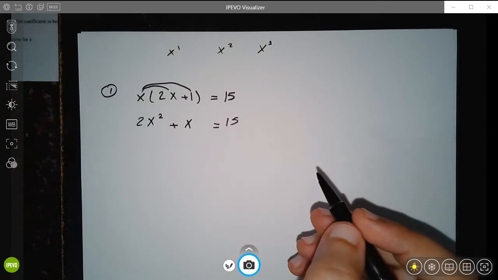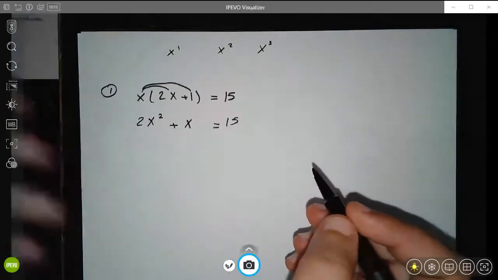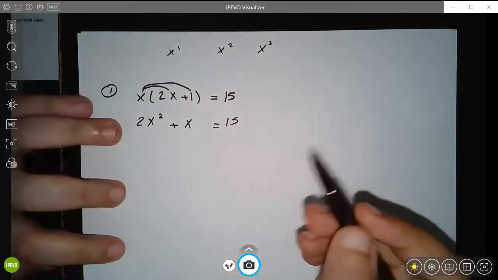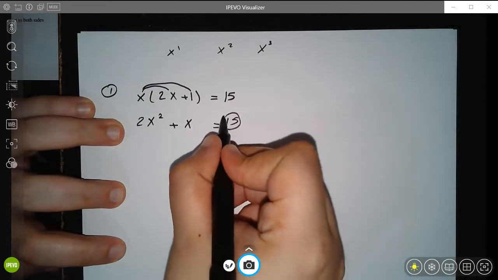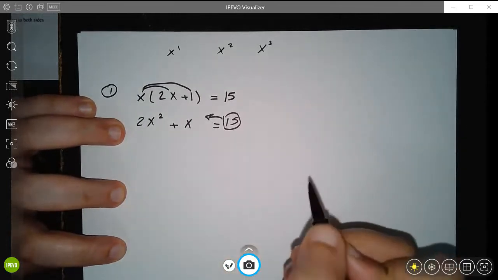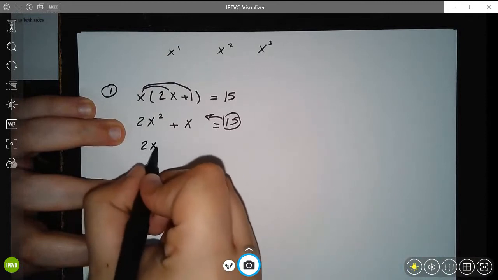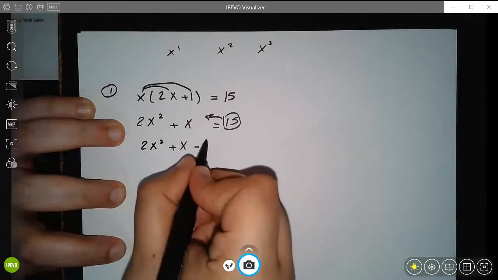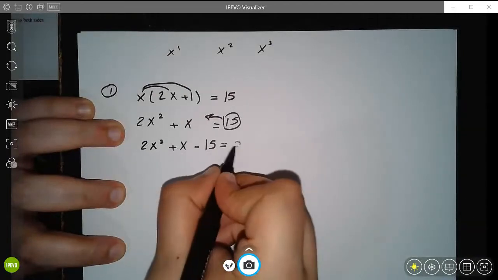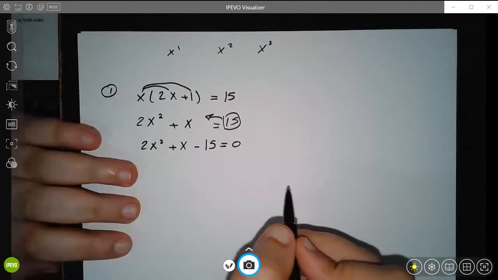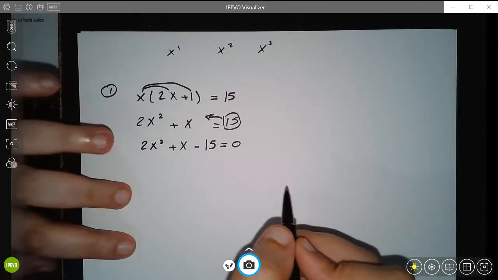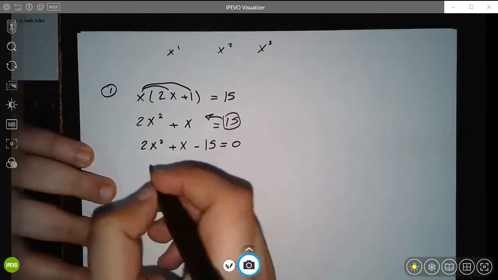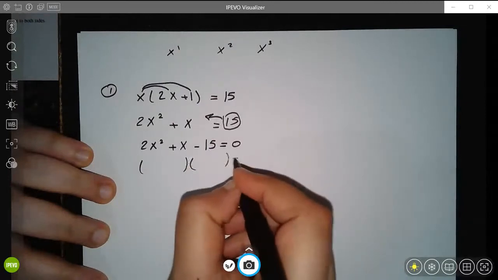When it comes to solving any equation, usually the easiest way is to try and set it equal to 0. So in this case, I'm just going to move the 15 to this side. If you do this, you end up with 2x squared plus x minus 15 equals 0, since it was positive and we moved it, so it turns negative. Once we get to this point, you can start factoring or using the quadratic equation, which I'm going to teach you later on. So right now, let's just use factoring.